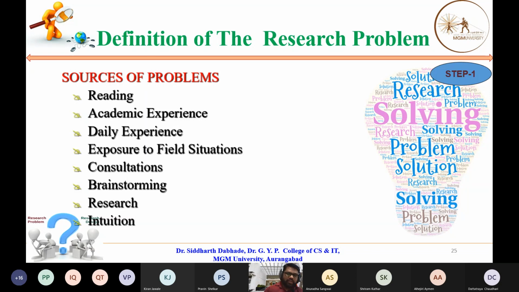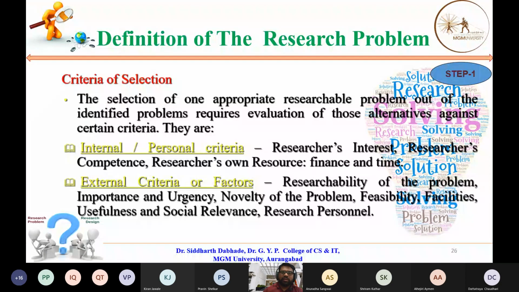Then research is also an important one, and intuition. If you have adequate knowledge, you automatically understand, yes, this is the problem, and this problem can be solved in this manner. That kind of research problem you will set for your research. There are certain criteria whenever you are trying to select this research work. The first one is internal and the other one is external.